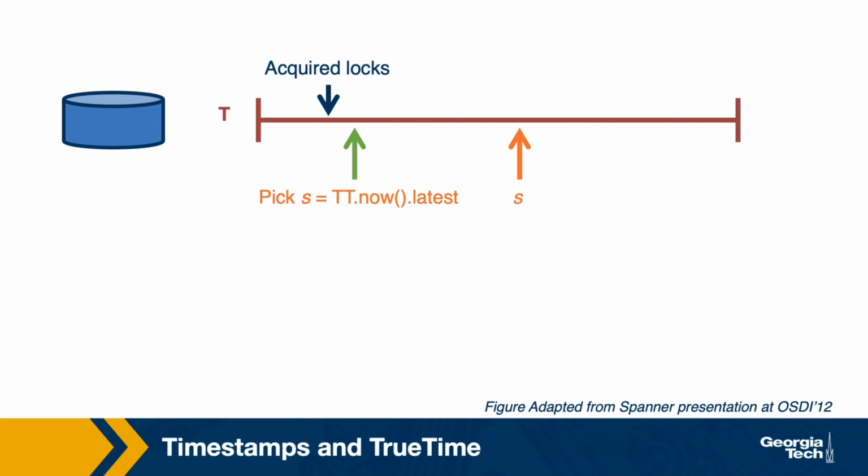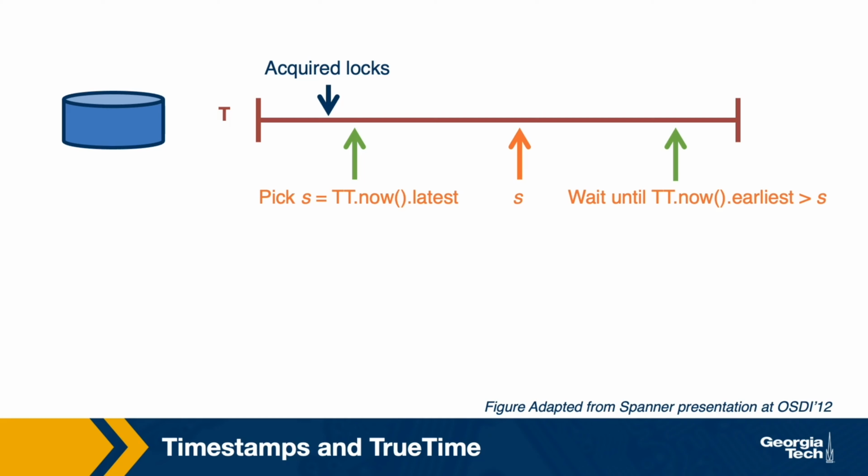This gives us a guarantee that if there was a transaction anywhere else in the system that completed before this one, that transaction must have had a timestamp that's smaller than this value S. So we'll be able to order them correctly.